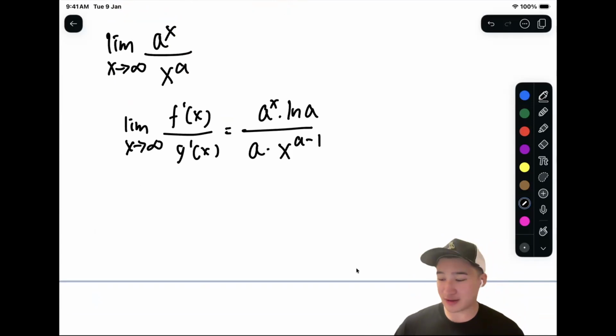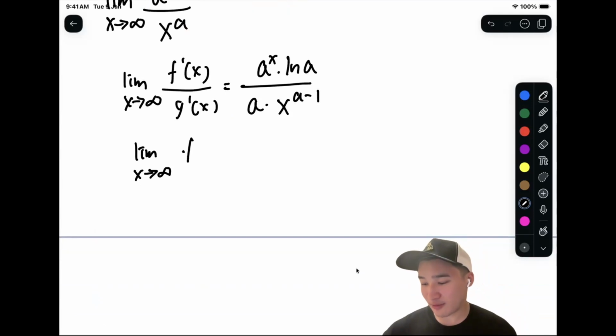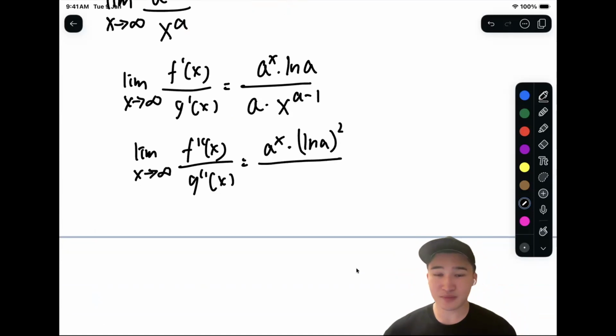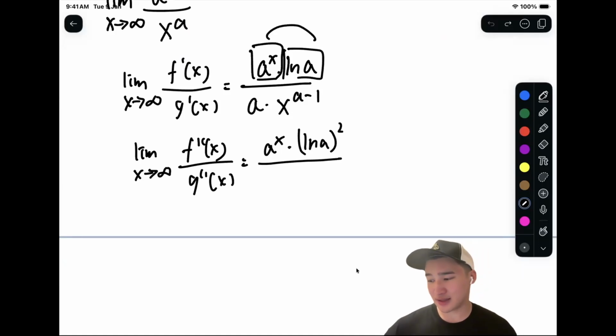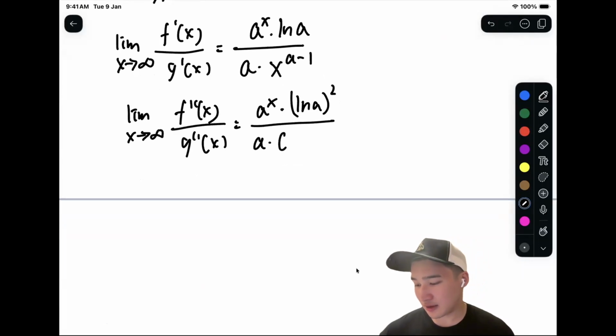Obviously, it's still going to be infinity. And so let's try again. So limit x to infinity, and then we have f double prime x, and then g double prime x. So we have this time a^x times (natural log a) squared, because we do it twice, okay? And in case you're wondering why we do it squared, well, basically this is a constant. So if we differentiate it, we just differentiate this thing, right? So differentiate this thing, we'll get another natural log a, and a^x stays the same, right? So that's why we have natural log a squared. And then divided by, this time, a times (a-1) times x^(a-2).